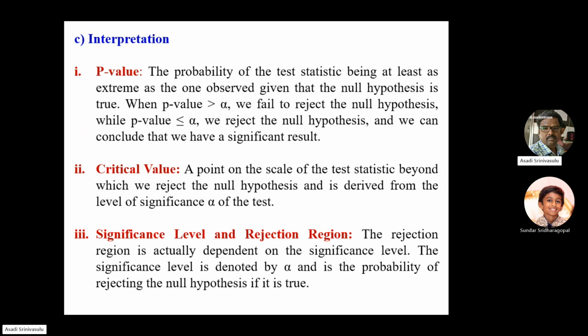The critical value is nothing but a point on the scale of the test statistic beyond which we reject the null hypothesis, and it is derived from the level of significance, that is called alpha of the test. Then significance level and rejection region are used while performing interpretation. The rejection region is actually dependent on the significance level. The significance level is denoted by alpha and it is the probability of rejecting the null hypothesis if it is true.